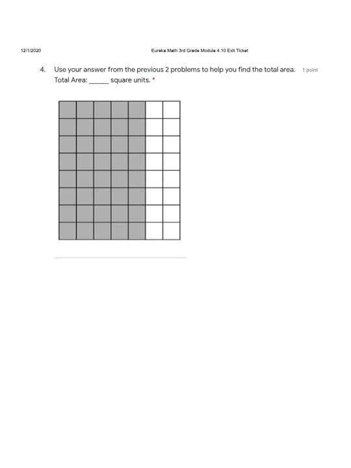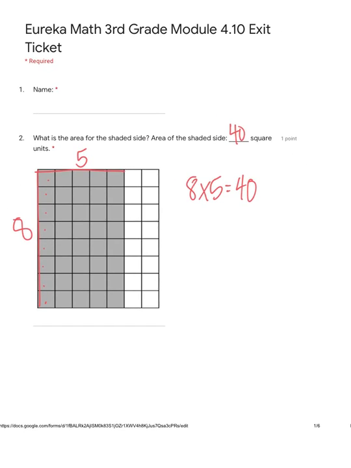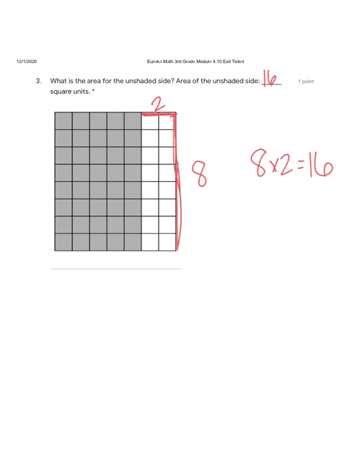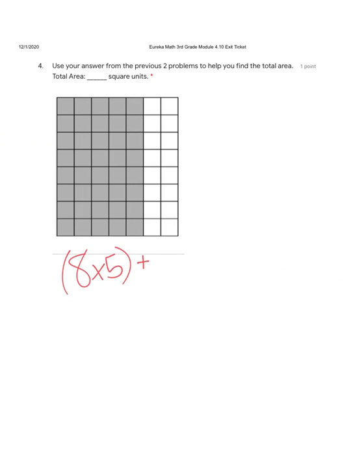Use your answer from the previous 2 problems to help you find the total area. So the total area means we're going to add them together. So the shaded side, let's look. The shaded side was 8 times 5, and we know that equals 40. 8 times 5 for the shaded side. And then we're going to add the unshaded side, which was 8 times 2 equals 16.